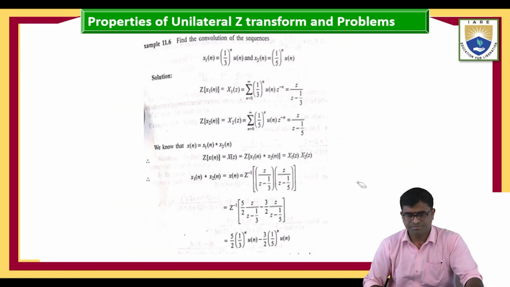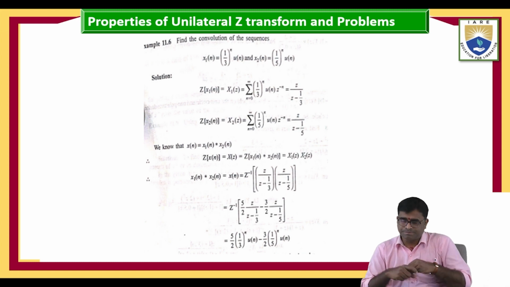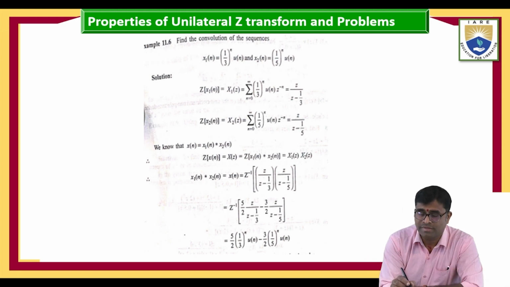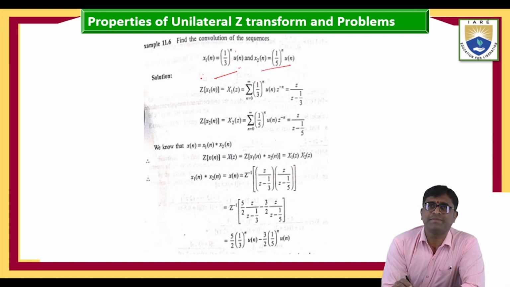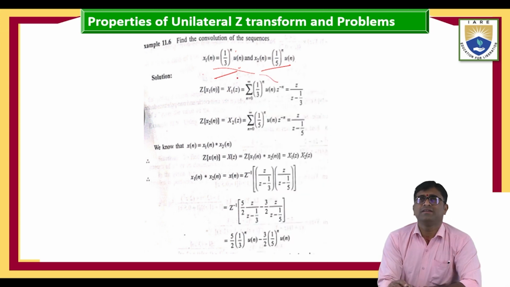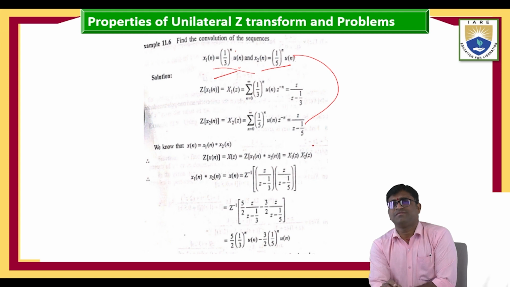Okay. Now, coming to the convolution property, one problem. They given x1 of n equal to (1 by 3) whole power of n into u of n and x2 of n equal to (1 by 5) whole power of n into u of n. First we are going to apply the convolution property. Apply the Z transform for this one. For the first part, the Z transform is z by z minus 1 by 3. For the second part, the Z transform is z by z minus 1 by 5.